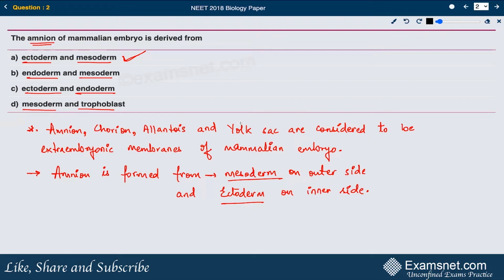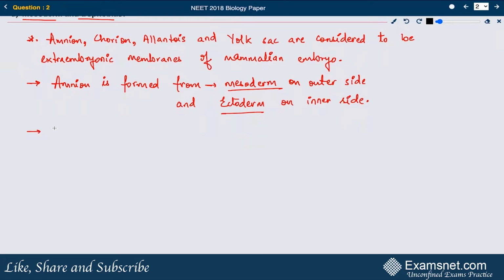This chorion is basically formed from the trophoectoderm and mesoderm. So chorion is basically a combination of mesoderm and trophoectoderm.